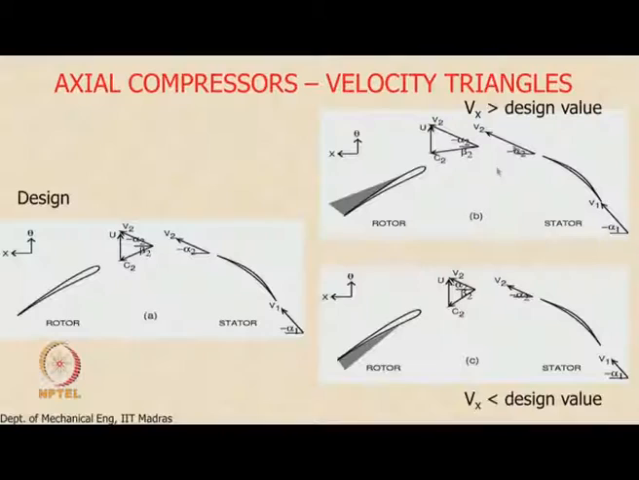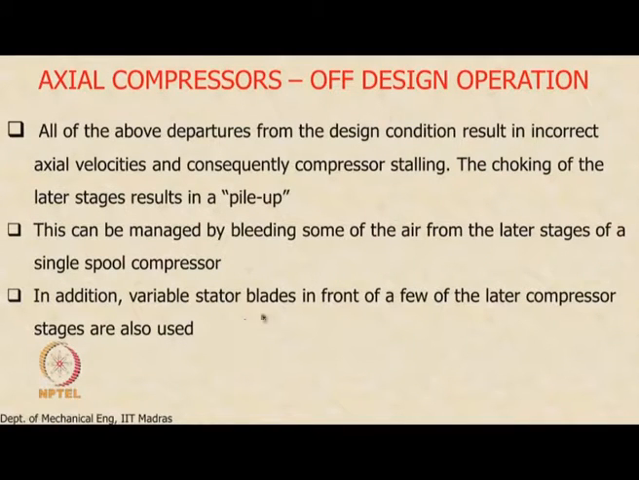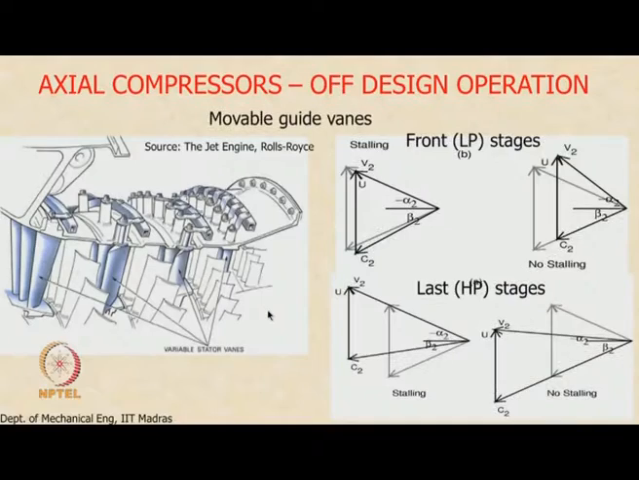So here what we are trying to look at is the stator blade in all these cases, whether it is design condition, this or this, it is only deflecting the flow. But what I am asking is, because this velocity vector is swinging this way and that way, is it possible to swing the stator blade appropriately so that the relative velocity vector is always tangential, right? That is one possible strategy. That is what we mean by variable stator blades, or movable guide vanes as it is also called.